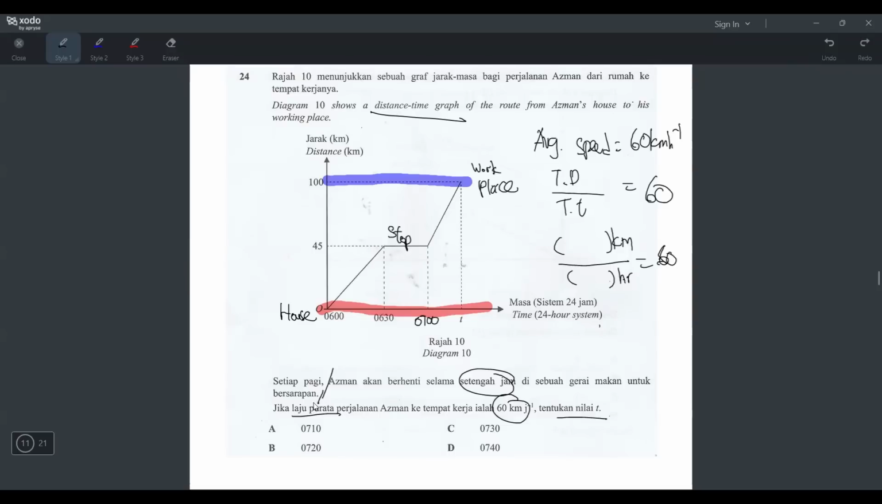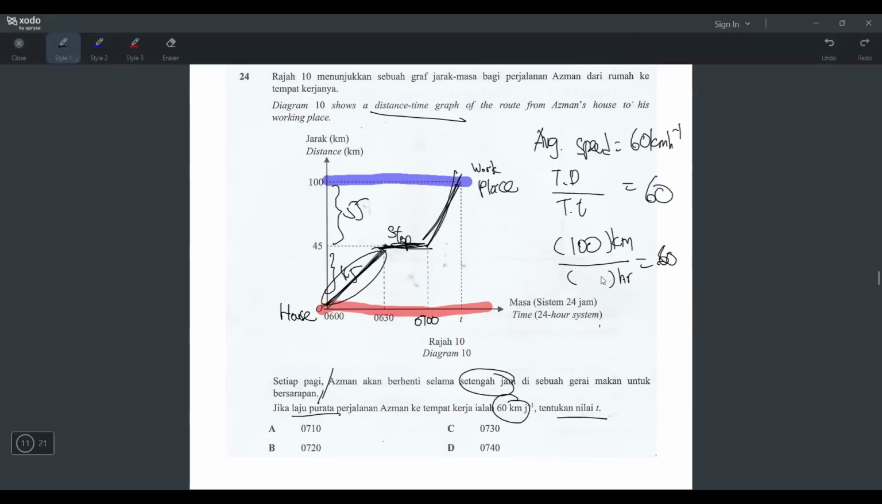Right? Okay, so this one they said laju purata for perjalanan Azman ke tempat kerja. So it's for the whole journey. So you have to find out the total distance, jumlah jarak for the whole journey and the total time for the whole journey. Okay, what's the total distance? 100. Because sini dia gerak 45 km, sini dia tak gerak, and then sini dia gerak another how many? 100 minus 45. Okay, 55, right? So sini dia gerak 55, and then sini dia gerak 45, right? So 45 plus 55, 100 lah. So the total distance is 100 km.